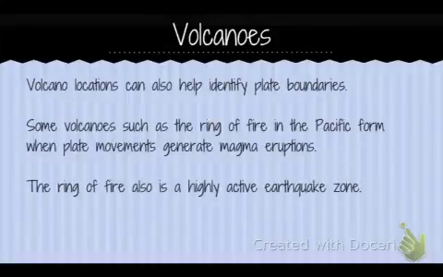Volcanoes are another feature that can help identify plate boundaries. There are certain volcanoes, such as the Ring of Fire, which is in the Pacific, that form when plate movements generate magma eruptions. When plates move, they're not always pulling apart or shifting next to each other. They can sometimes be coming together, and sometimes that means they're going to have magma erupting from that area. Generally, in areas where you have volcanoes because of plate movements, you also have highly active earthquake zones, just like we do in the Ring of Fire in the Pacific.